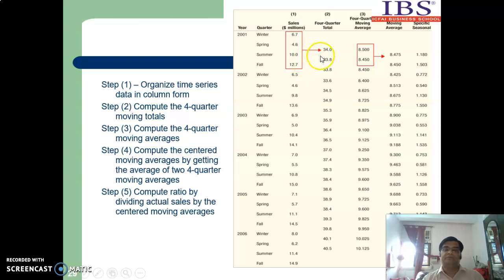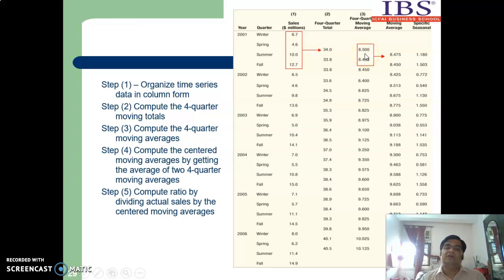So what do I do? In this way we have made the total in the second column. In the third column, what we do is that we compute the 4-quarter moving average. And so in step 3, you can see here the column 3, designated 3.